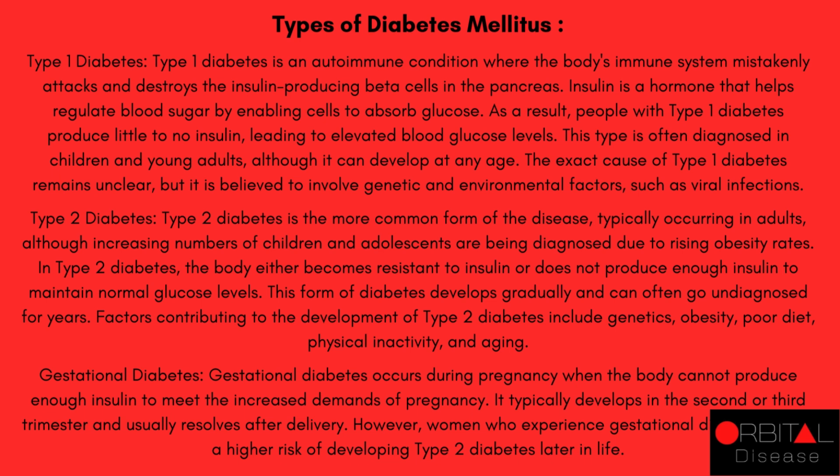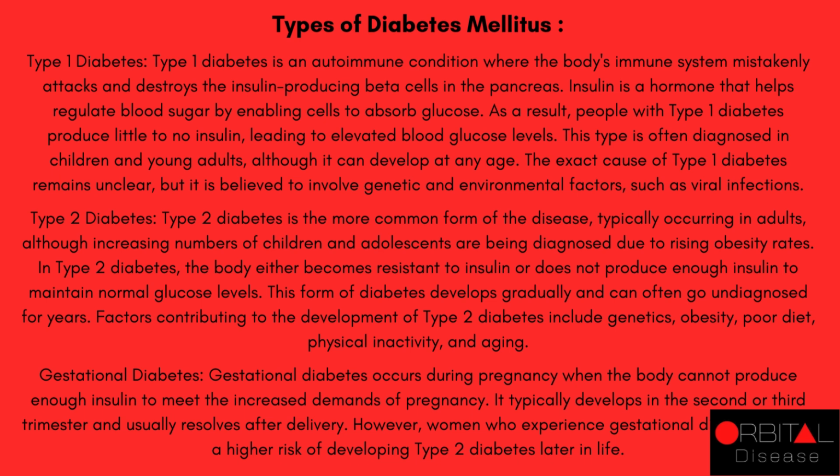The exact cause of type 1 diabetes remains unclear, but it is believed to involve genetic and environmental factors, such as viral infections. Type 2 diabetes. Type 2 diabetes is the more common form of the disease, typically occurring in adults, although increasing numbers of children and adolescents are being diagnosed due to rising obesity rates.